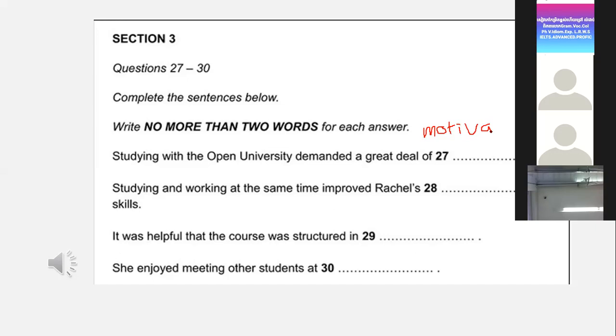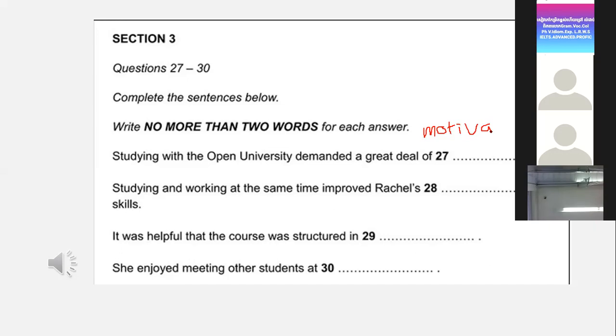Number 29, structured in. I have something like mutual something. I didn't get it. What do you hear? I couldn't catch the answer. Me too. Okay, wait. Modules. How do you spell modules? Modules. Yes, that's my answer. Very good. And wait, modules.